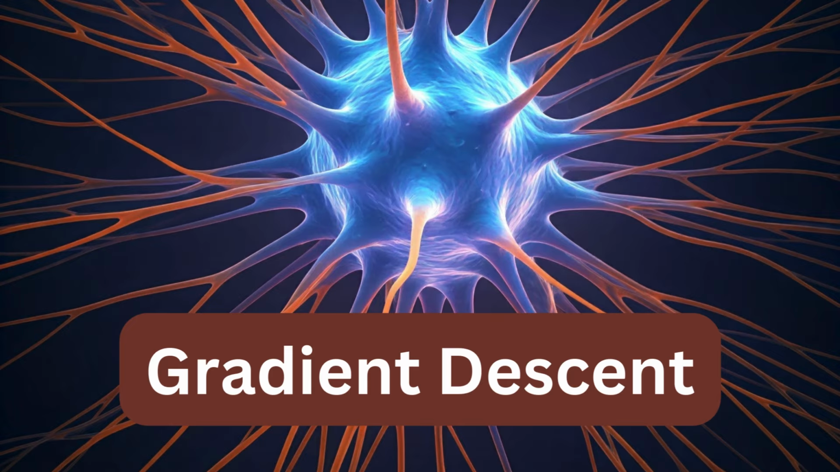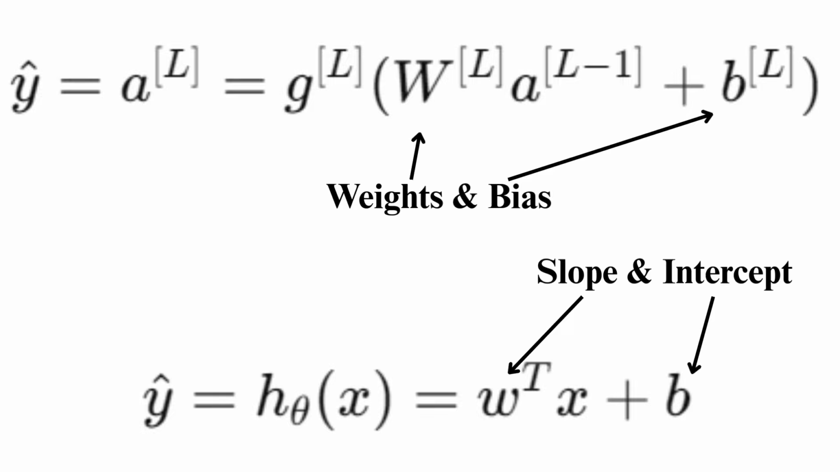Gradient descent is an optimization algorithm that helps our model to learn from data. It updates the parameters or weights of the model so that it produces accurate results with least error. So what are model parameters? If we talk about neural networks, we have two parameters. We call them weights and bias. And in case of linear regression, we have two parameters and we call them slope and intercept.